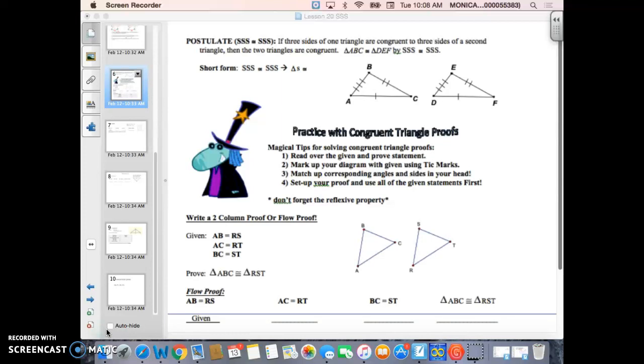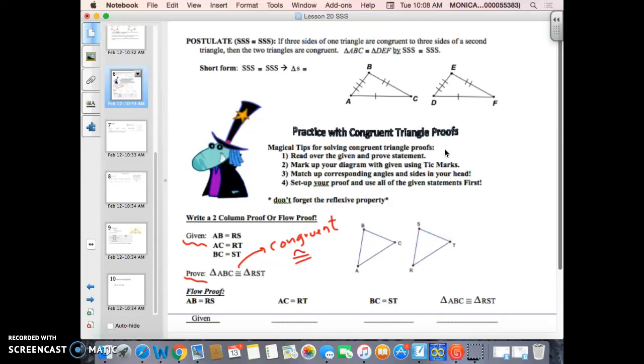These are some tips. So first you want to read over your given and your proof statement. So what you'll see is anytime you have a proof, you'll be given some information. So that's here. And then this is what you're trying to prove. So we're trying to prove that these two triangles are congruent. Remember this symbol right here means congruent, with an equal sign, with a little squiggly line like that. Okay, so that's step one.